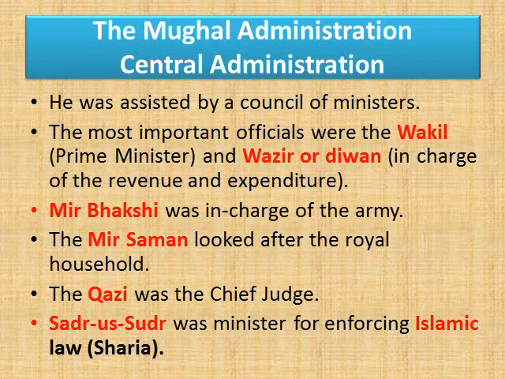So children, who were the council of ministers? Wakil, the prime minister; Wazir or Diwan, in charge of revenue and expenditure, a kind of finance minister; Mir Bakshi, in charge of the army; Mir Saman, who looked after the royal household; Qazi, the chief judge; and Sadr-us-Sudr, minister for enforcing Islamic law. Islamic law is called Sharia.